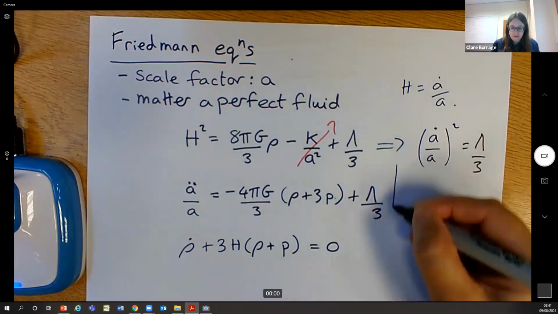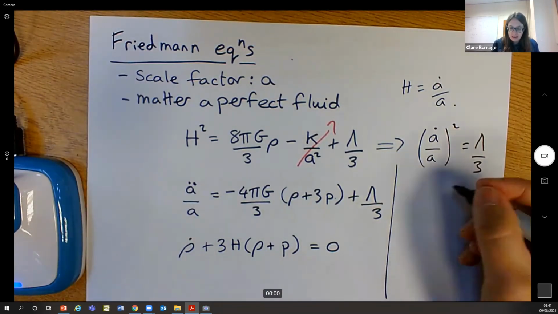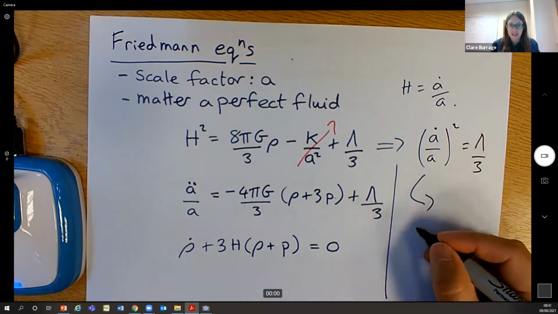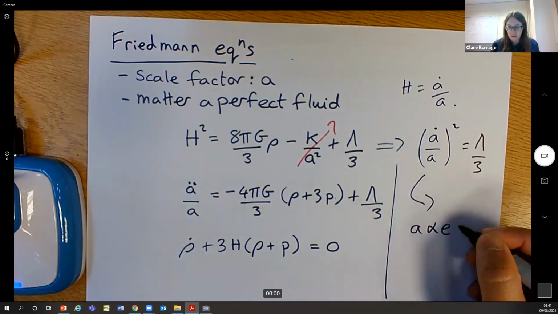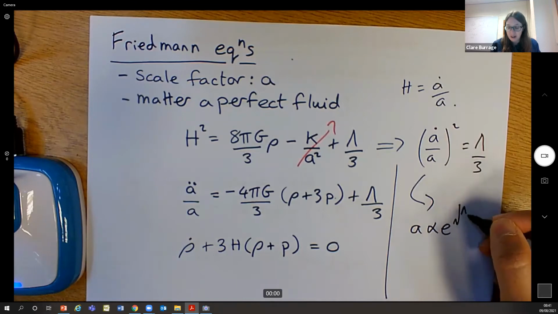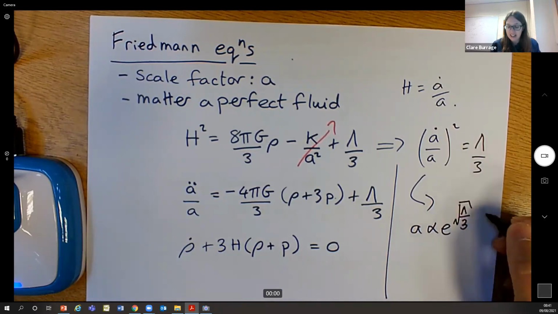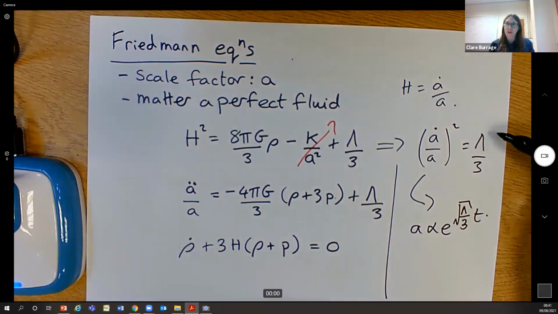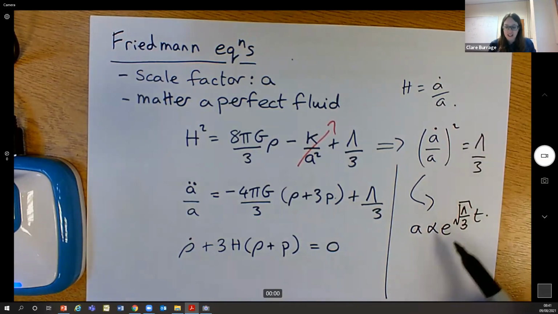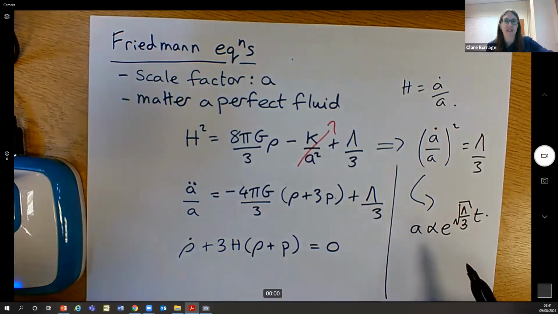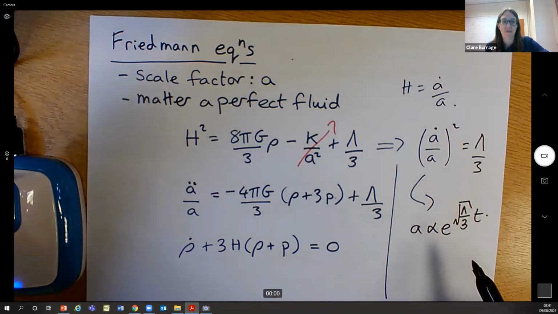So from here, we get that our scale factor goes like e to the power of square root lambda over 3 times t. Okay, so purely cosmological constant domination gives us exponential expansion of the scale factor with time.